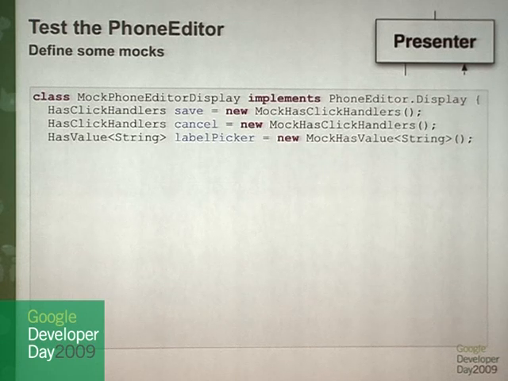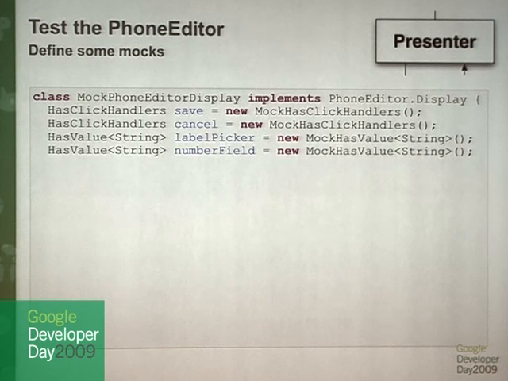We say the save button. Let's create a fake save button. The cancel button, let's create a fake or a mock cancel button. Label picker, create a fake label picker. Number field, fake number field. And notice that on these last two, even though one's a label and one's a text field, we use the same mock has value class because that's all we care about, that there's a string value.